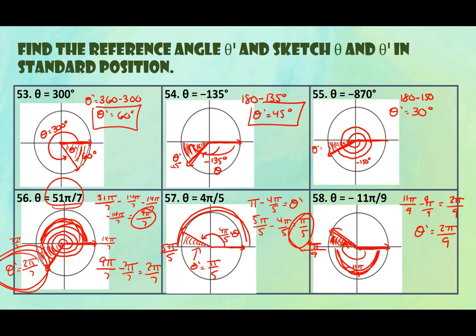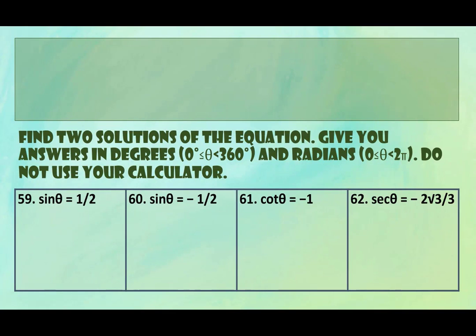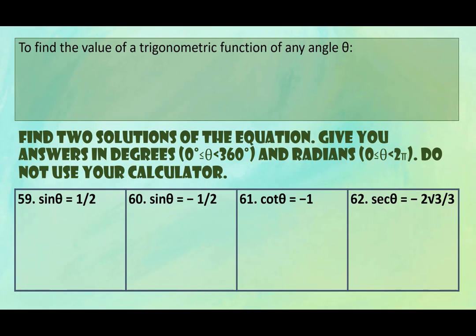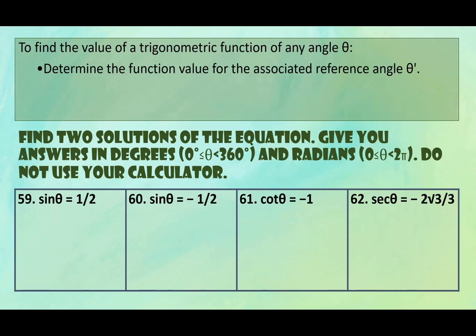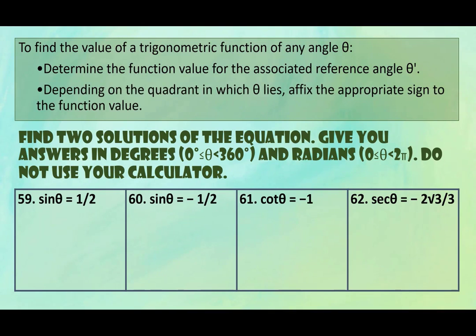And practice makes perfect. Okay, so to find the value of a trigonometric function of any angle, you must first determine the function value for the associated reference angle theta prime, and depending on the quadrant in which theta lies, affix the appropriate sign to the function value.